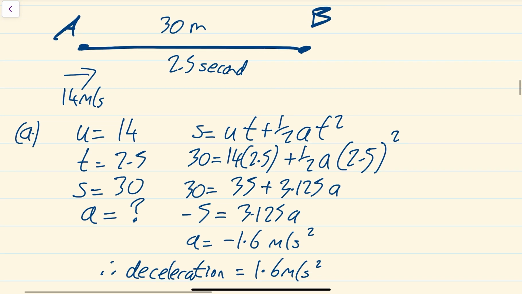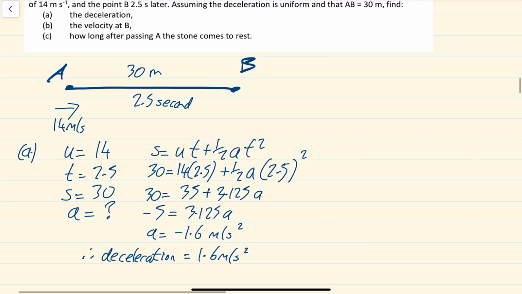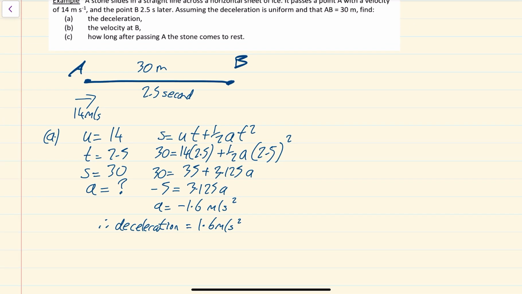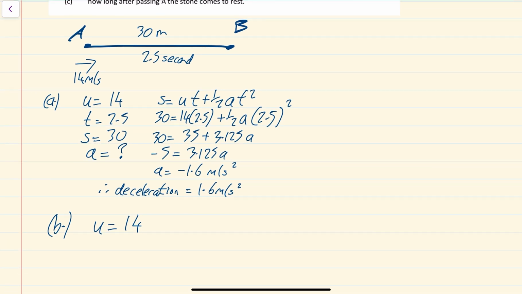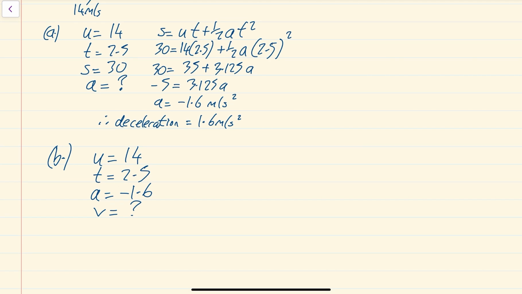Next bit says the velocity at B. So the velocity at B then. We'll set this up again, will we? We will indeed. We know the initial velocity was 14. My time, we'll go for 2.5. We'll use acceleration, which we know because it allows us to use this very nice wee formula. So we're trying to find our velocity.